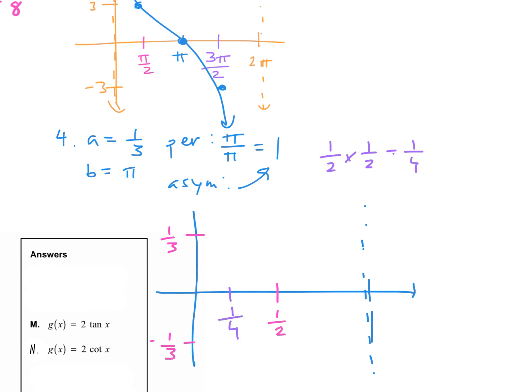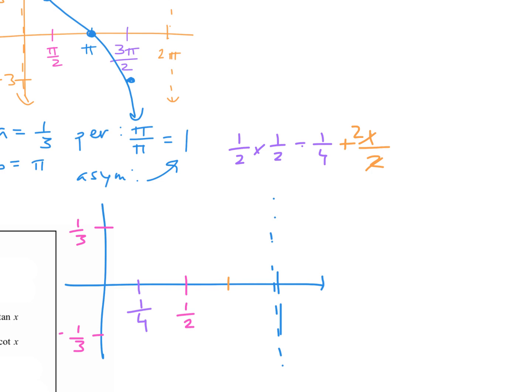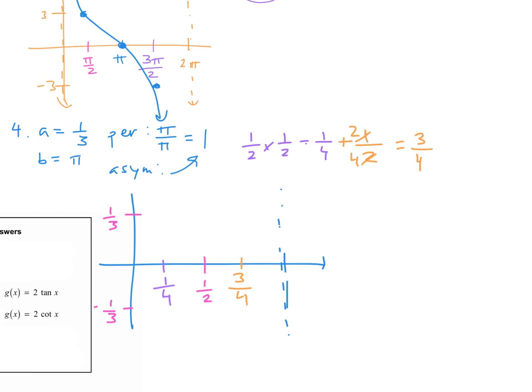And then how do we find where our third increment is here? Add the two together. So 1/4 plus 1/2 would be 3/4. Now where do our key points go? Perfect. Now we just draw our graph.